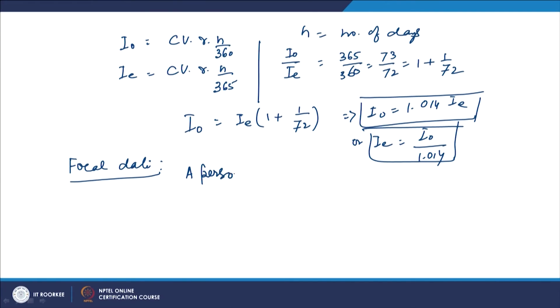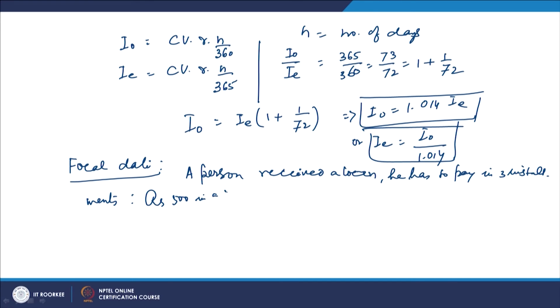What is the significance of this focal date can be understood by dealing with certain examples. Suppose a person received a loan, and he has to pay in 3 installments. Suppose those installments are rupees 500 in a year, then rupees 1200 in 20 months, and rupees 1500 in 2 years.